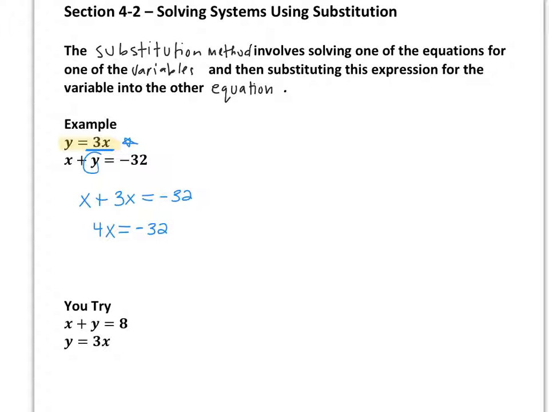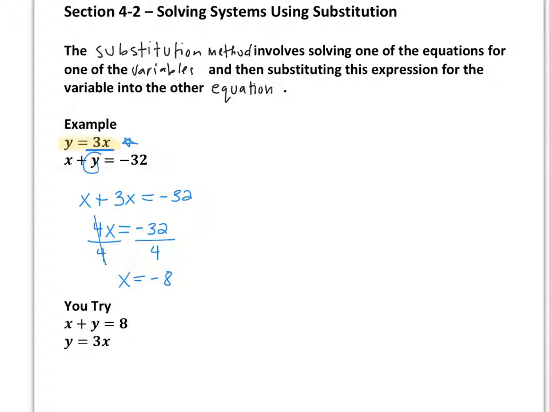All right, from here we have 4 times x equals negative 32. The opposite of multiplication is division, so we'll divide both sides by 4. The 4's on my left will cancel. Negative 32 divided by a positive 4, not a negative. We'll get rid of that negative sign there. So negative 32 divided by a positive 4 gives x equals negative 8.